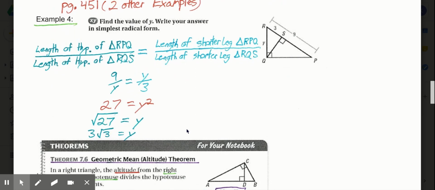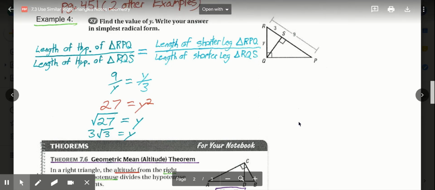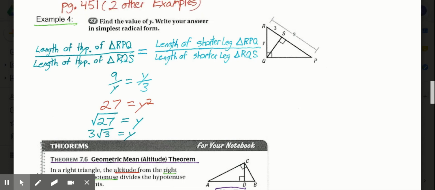So example 4, just kind of building off of this idea, is another way to figure out missing lengths using a geometric mean and using simplest radical form rather than decimals. So in this case, we have to use what we know, and we don't know both legs, but we do know hypotenuse and a leg. So our setup could be the length of the hypotenuse of triangle RPQ over the length of the hypotenuse of triangle RQS. That gives us 9 over y.